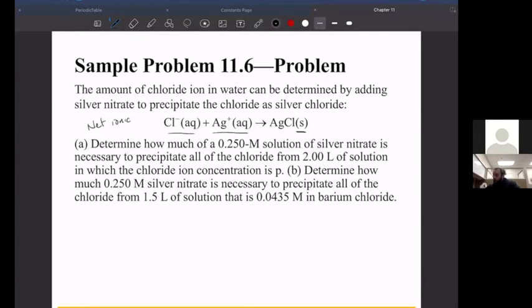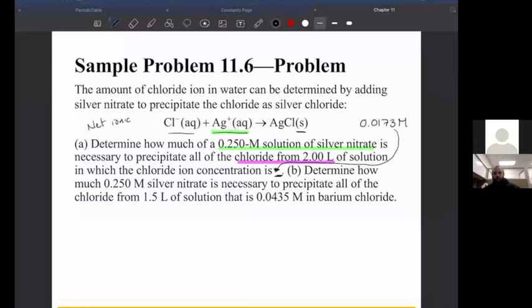Okay, so it wants me to determine how much of a 2.5 molar solution of silver nitrate, so the silver, is necessary to precipitate all the chloride from 2 liters of a solution, right? So of a solution in which the concentration of chloride ion is 0.0173 molar. There was an error in the slides where this was accidentally deleted, so I had to fill that in, but that's what that value should be.